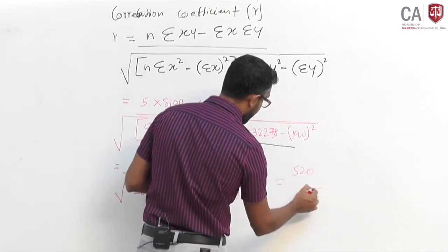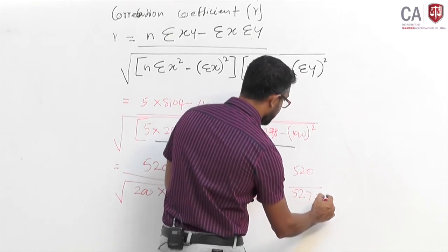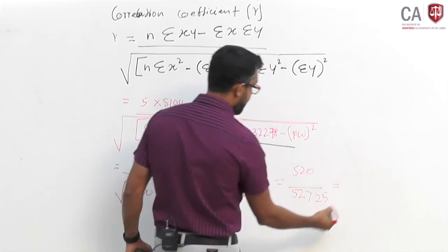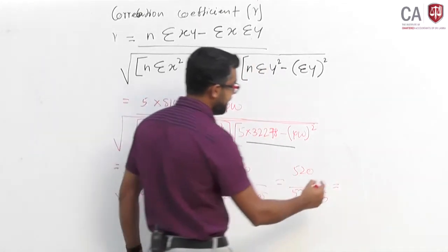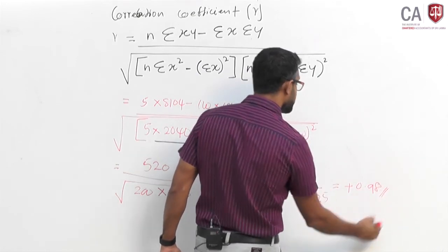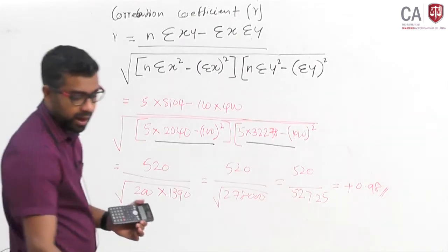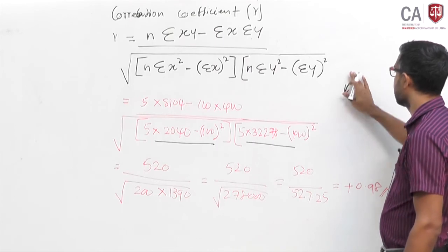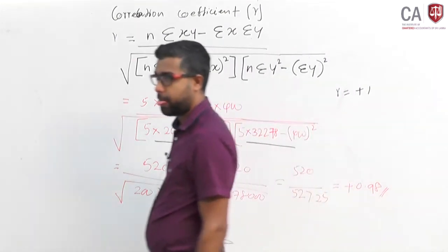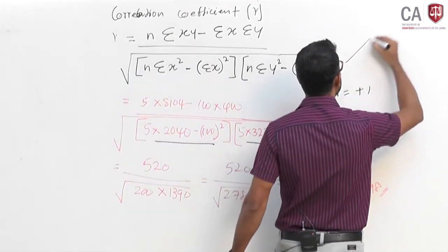Now see, it would be good if you can calculate 520 in one go. With the calculator, the square root of this is 527.3, whatever. 520 divided by this is 0.98. Plus 0.98, very close to 1. If it is exactly 1, r equals 1, plus 1, perfect positive correlation, which means all variables are on the line. A line going like this is perfectly positive.